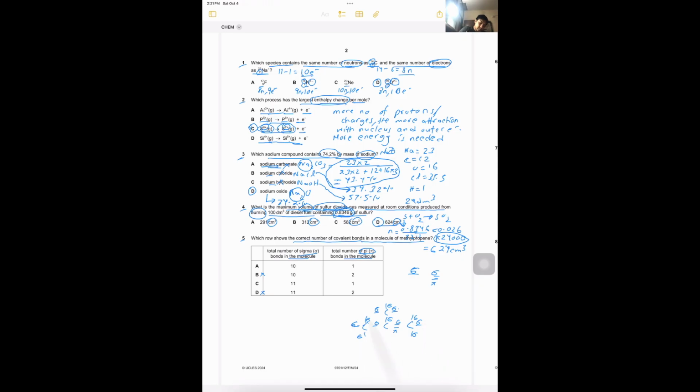1, 2, 3, 4, 5, 6, 7, 8, 9, 10, 11, 12. So just a small mistake. Since there is already a double bond here, this carbon only has one and two hands open, and for that reason there are only 11 sigma bonds and one pi bond, and we will have the answer to be C.